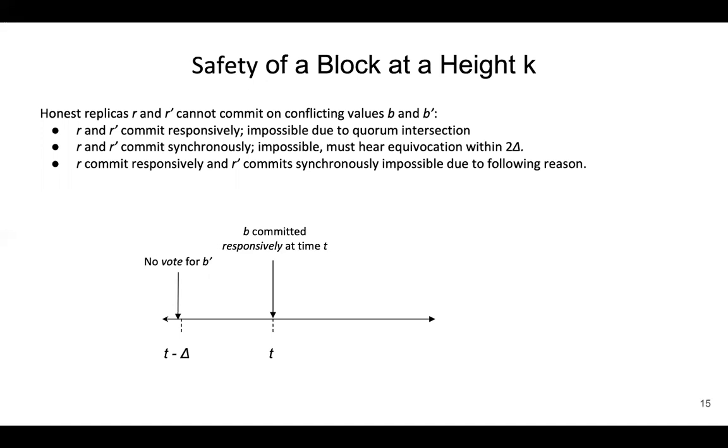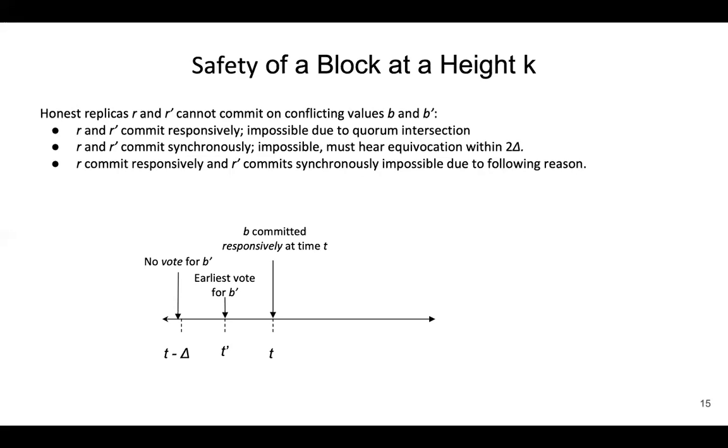Why is this true? If there exists an equivocating proposal before t minus delta, replica R must have heard of the equivocation by time t due to the synchrony assumption, and it would not commit. Second, the earliest time some replica R prime could have voted for a conflicting value B prime is between t minus delta and t. Let's call that t prime.